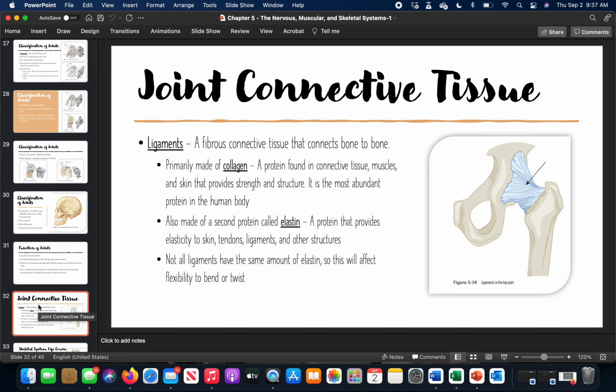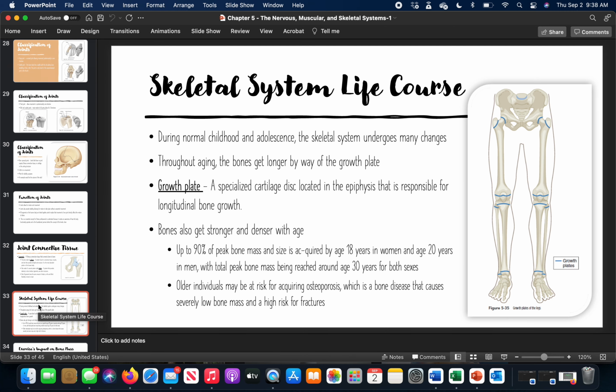So that's why things like your ACL, MCL, PCL, and LCL, the four ligaments of your knee, you have to remember all the letters. Those are a little bit less elastin based, and that's why when they get injured, they're very hard to repair, or they might need some other technique to be repaired. So just be aware of that. Whereas a ligament in the hip provides a little bit more movement, so it probably has a little bit more elastin in it than the knee would.